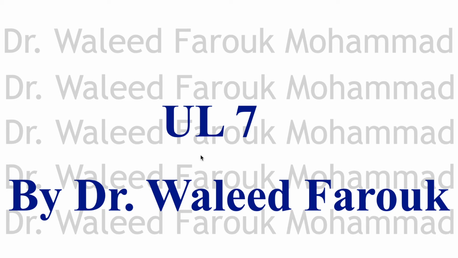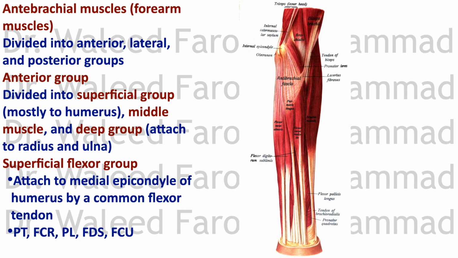In this lecture we're going to talk about the flexor compartment, or the anterior antebrachial muscles. So let's begin. The antebrachial muscles means the forearm muscles. The arm is the brachium, the forearm is the antebrachium. The muscles are divided into anterior, lateral, and posterior groups. Some books divide them into anterior group and posterior group, no lateral group.